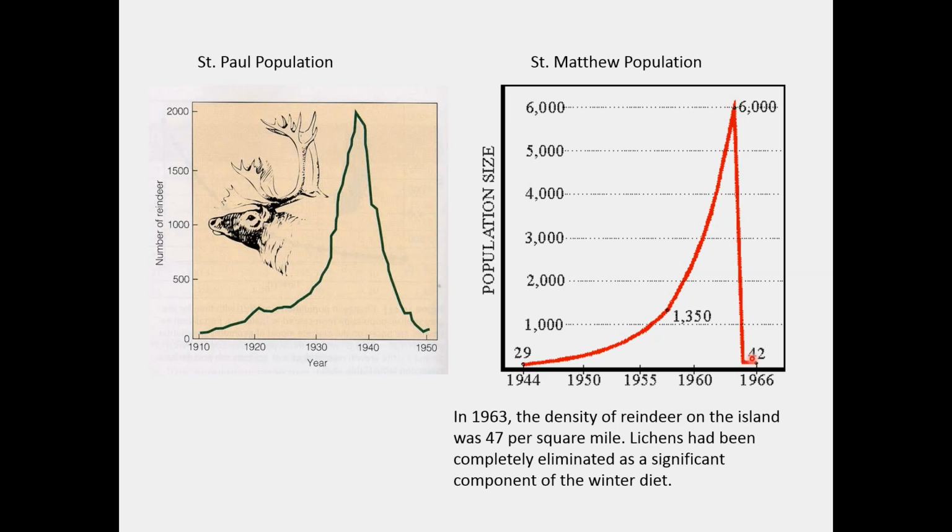They were able to overshoot the carrying capacity of the island because the resource they were using as winter food, lichen, had taken thousands of years to grow. In the space of a few short years, they'd eaten thousands of years of resource. And so as a result, there was no way it was sustainable.